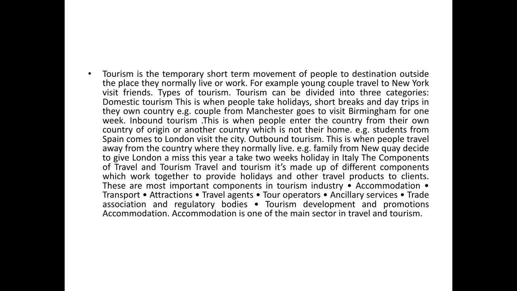For example, a young couple travel to New York, visit friends. Types of tourism. Tourism can be divided into three categories. Basically, domestic tourism is when people take holidays, short breaks, and day trips in their own country. Example, a couple of hours from Guwahati to Kaziranga and then again back. This is when people travel within their own country and might not go to any other country. They are in their own country.